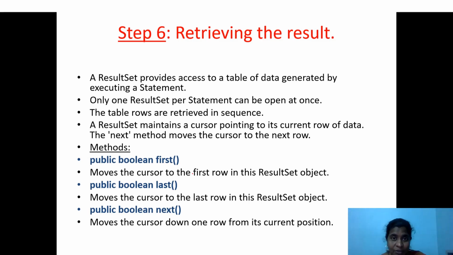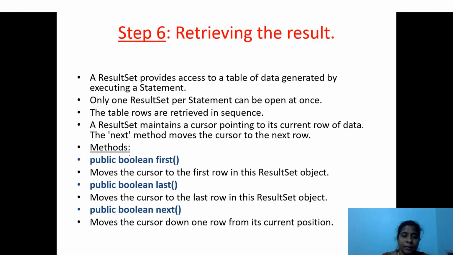Then step 6 is you have to retrieve the result. A result set provides access to the table of data generated by executing a statement. Only one result set per statement can be opened at once. The table rows are retrieved in sequence. The result set maintains a cursor pointing to its current row of the data, and the next method is used to move the cursor to the next row.